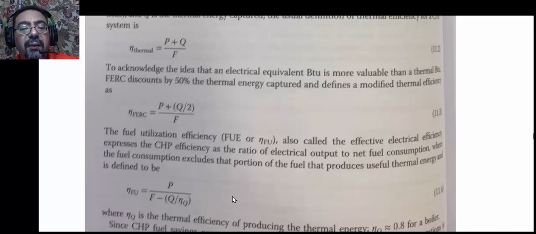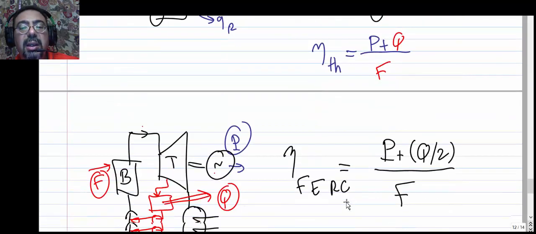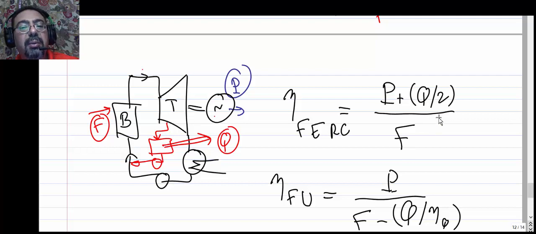Rather than saying P plus Q over F, they would say it is P plus Q over 2, over F. Why? Because they realize that joules in heat are not equivalent to joules in electricity, right? Heat is about half as valuable, or electricity is twice as expensive energy-wise. Why? Because in order to come up with this power, you need to burn natural gas in a power plant, and that power plant will not have an efficiency of more than 50%, more or less. So you cannot just add them together. You would say P plus Q over 2. That is the efficiency according to the FERC. So P plus Q over 2, over F.